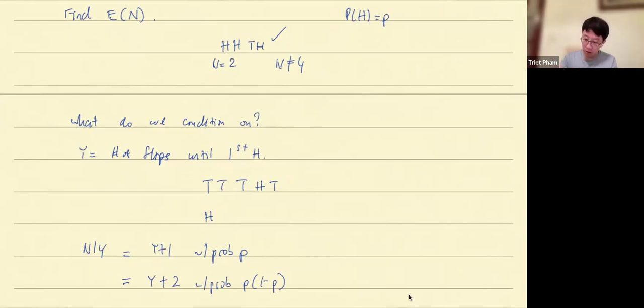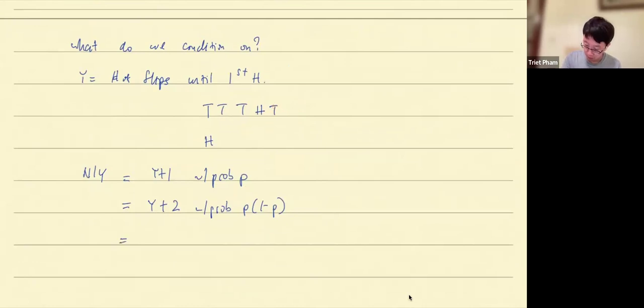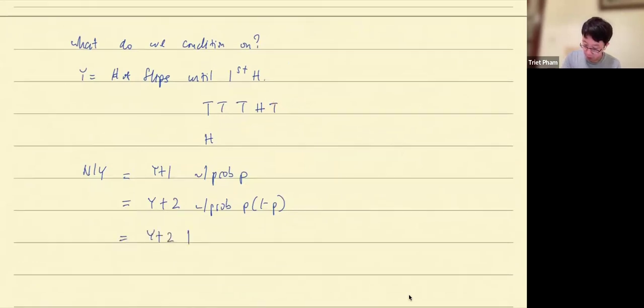And finally, you're only restarting if the next two are tails. You should make sure that that's exactly a restart. Why? Because if the next two are tails, then even if you get the next one as a head, nothing is going to happen, because not two of the most three recent flips are heads. So if you get two tails, then you truly restart. In other words, it's y plus 2 plus n tilde with probability (1 minus p) squared.